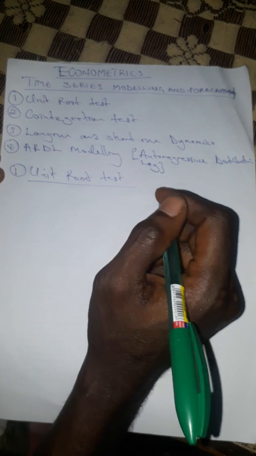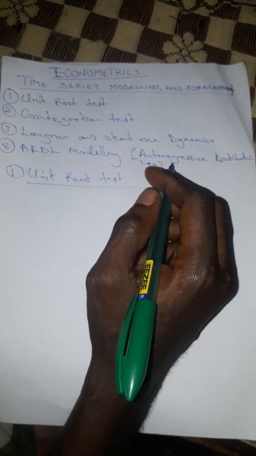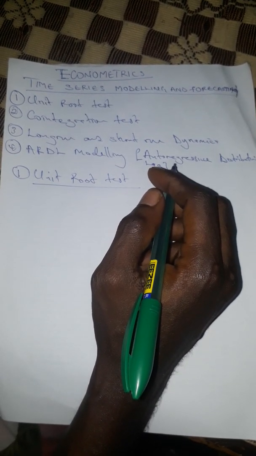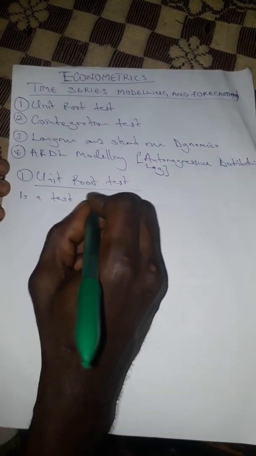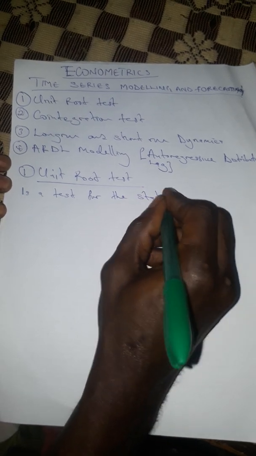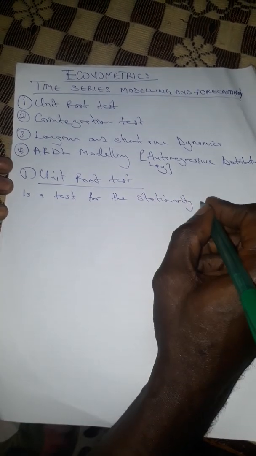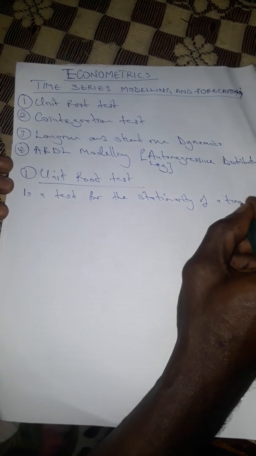Now, what is a unit root test? We said a unit root test is a test for stationarity. It tests the stationarity of a time series.